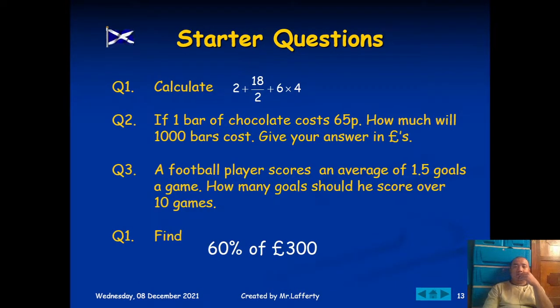Starter questions. Calculate. 2 plus 9, 11. 11 plus 24, 35. If 1 bar of chocolate costs 65 pesos, how much will 1,000 bars cost? Give your answers in pounds. 1 is to 65 is equal to 1,000 is to blank.